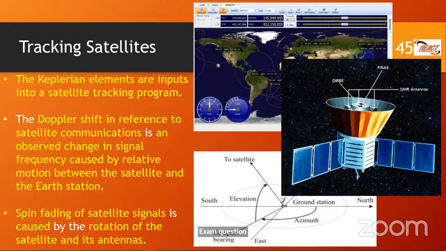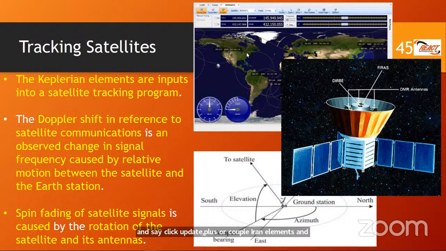So continuing, I think this is our last slide, continuing on tracking satellites. We need to know that for this tracking program to work, what are called the Keplerian elements are required to be input into the satellite tracking program. Now, almost all modern tracking programs, you simply click update Keplerian elements, and it will pull it down from the internet.